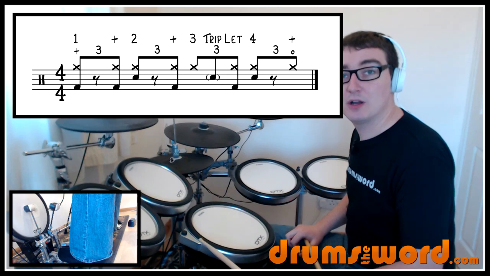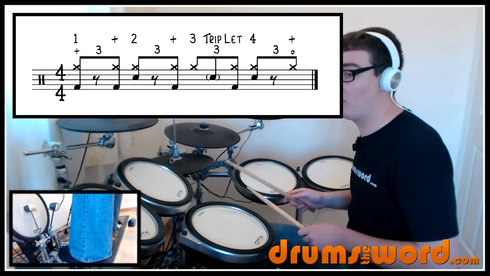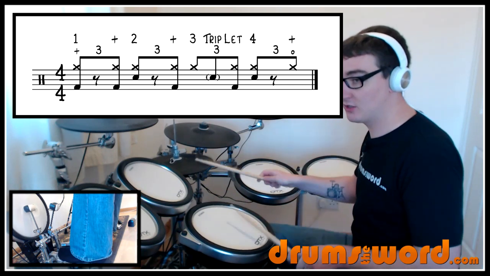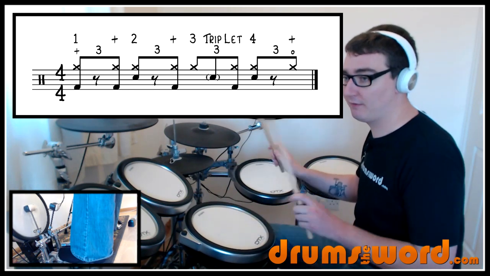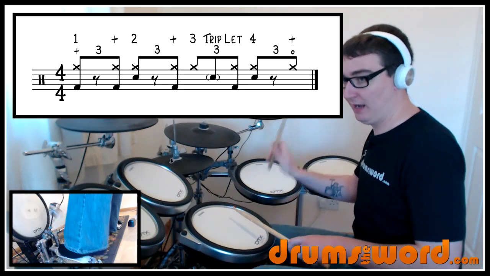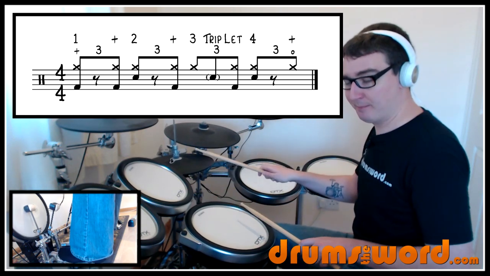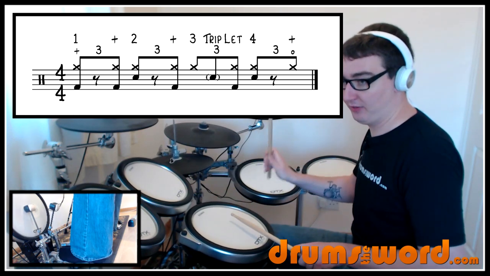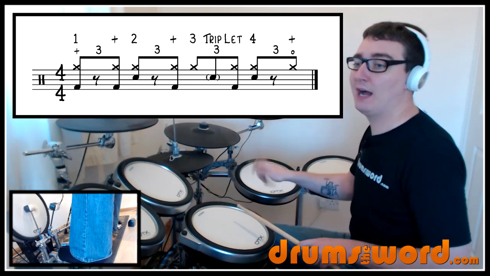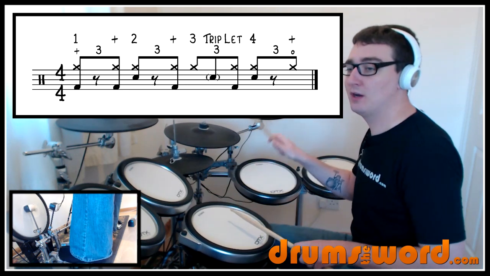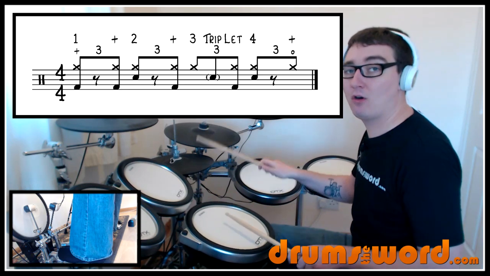Let's now hear what the whole drum beat sounds like when played all over the kit using this new counting system. 1, 2 and 3 triplet, 4 and 1 and 2 and 3 triplet, 4 and 1 and 2 and 3 triplet, 4 and 1 and 2 and 3 triplet, 4 and 1 and 2 and 3 triplet, 4 and.